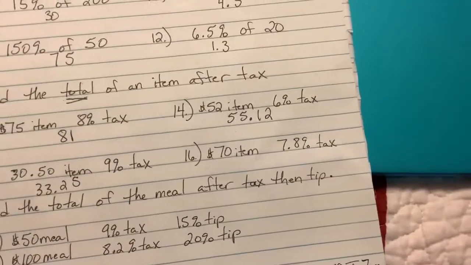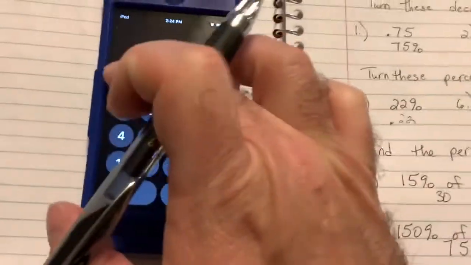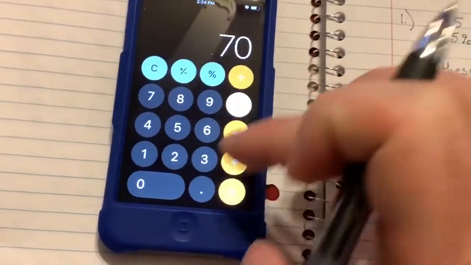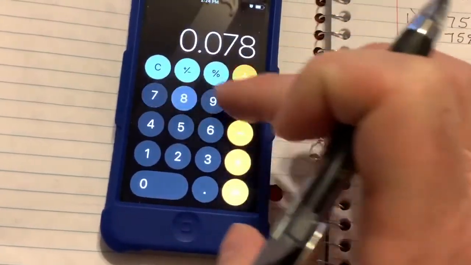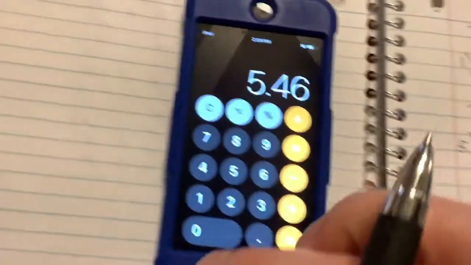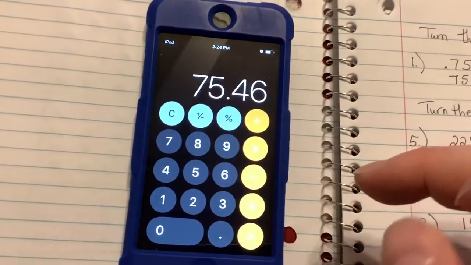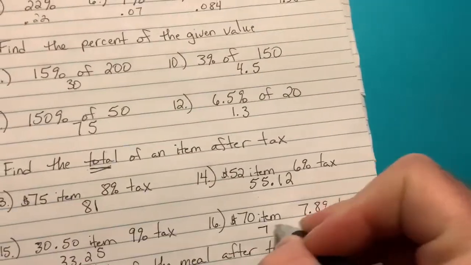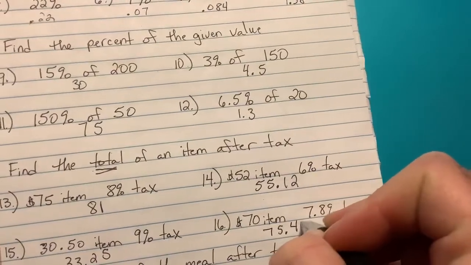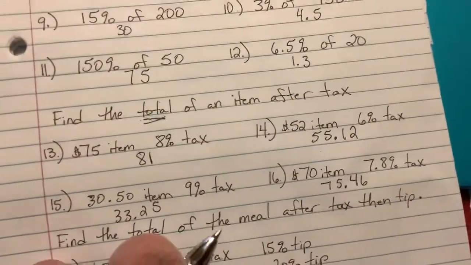Okay, $70 item, 7.8% tax. So $70 times 0.078. It's $5.46. We don't have to round that one. And we're going to add that to the $70 that was original. $75.46. And that's our total after tax.